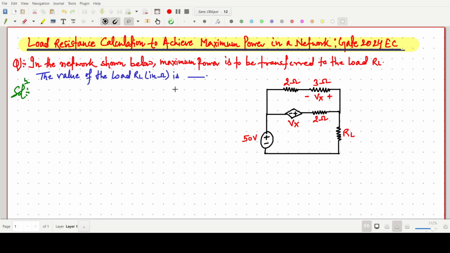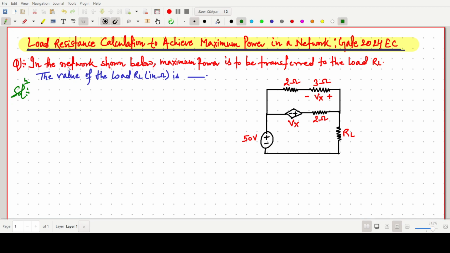Welcome everyone. In this video lecture, we will solve a GATE 2024 EC question in which we have to find the load resistance calculation to achieve maximum power in a network. So this is simply a problem based on the maximum power transfer concept.